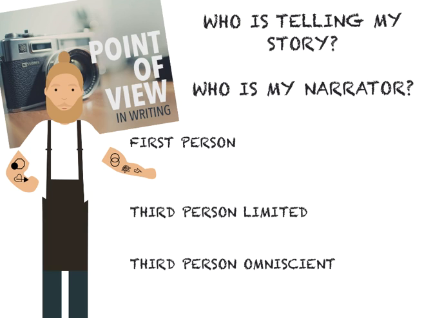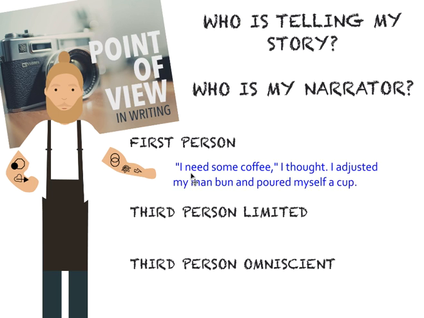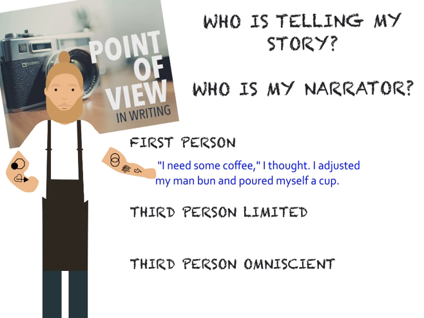So let's get started by thinking about the three most common types of point of view that we see in narrative writing: first person, third person limited, and third person omniscient. You are a pro at first person. Remember that first person point of view is going to use pronouns like I or my. I might write something like, I need some coffee, I thought. I adjusted my man bun and poured myself a cup. I'm using pronouns like I or my. In first person, I'm actually seeing the story through the character's eyes.